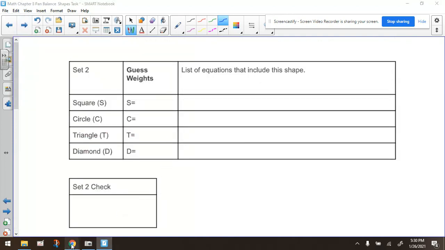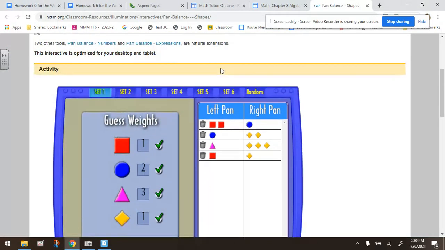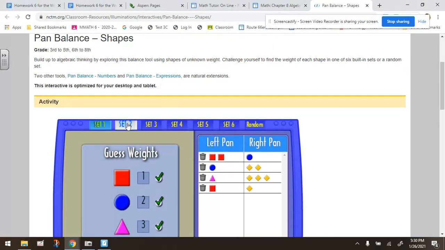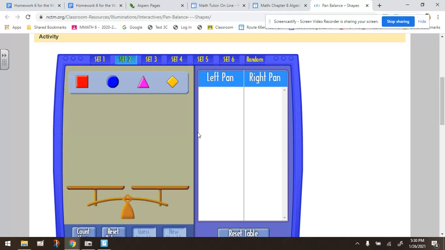So set 2, let's make sure everybody knows how to get to it in the application. So see set 2 up here. We have to click on that. And again, everything's all fresh now. This has nothing to do with set 1. We have to start figuring out what might be the lightest.